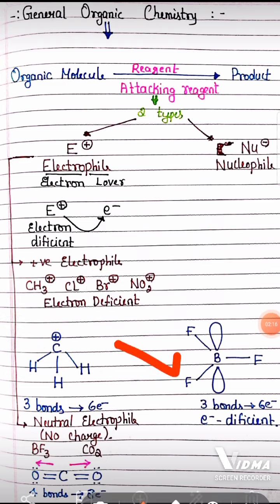In BF3 there are a total of 3 bonds, which means 6 electrons, and there is one empty p orbital. Because of that, the boron has only 6 electrons. It is also one of the neutral electrophiles.